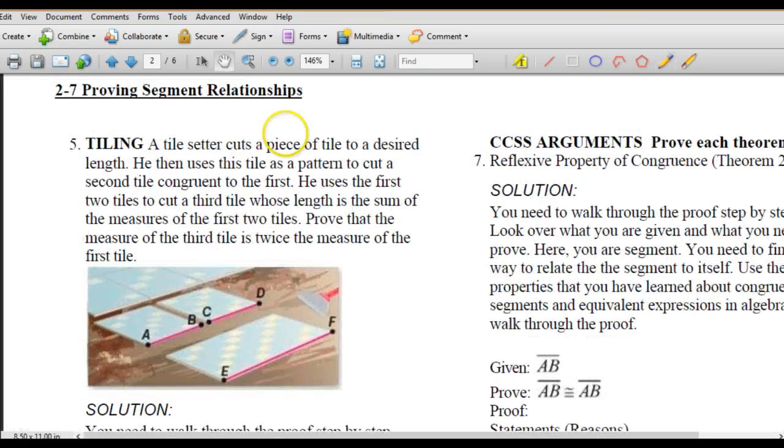On number 5, it says a tile setter cuts a piece of tile to a desired length. He then uses this tile as a pattern to cut a second tile congruent to the first. He uses the first two tiles to cut a third tile whose length is the sum of the measures of the first two tiles. Prove that the measure of the third tile is twice the measure of the first tile.